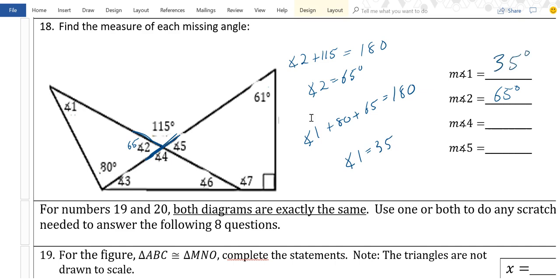Okay, angle 4. Well, angle 4 forms a linear pair with angle 2, so that's 65 plus angle 4, that's also going to equal 180. So when we subtract there, for angle 4, we'll get 115. So angle 4 is 115 degrees.